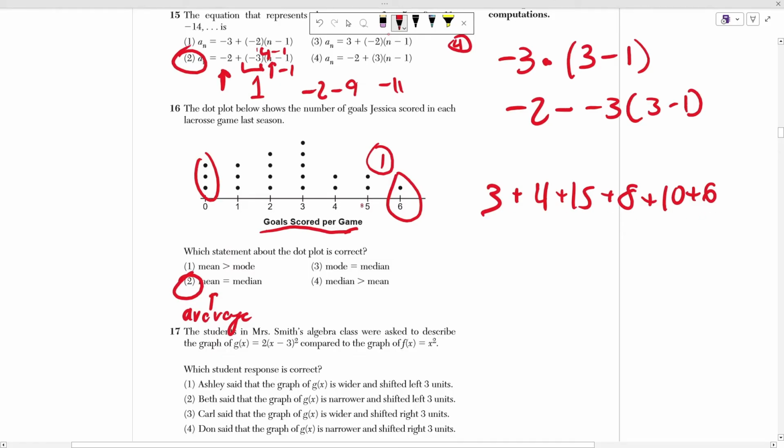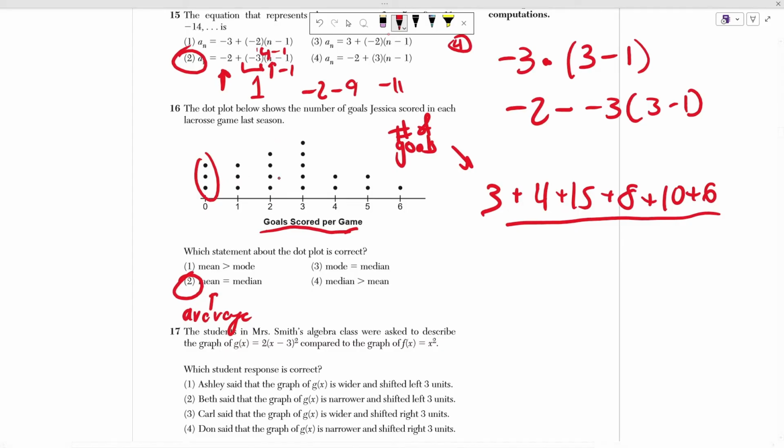If you scored 5 goals 2 times, that means in total you scored 10 goals, right? So I'm adding the number of goals to this, and I'm dividing it by the total number of games. So 3 plus 3, which is 6, plus 4, which is 10, plus 5, which is 15, plus 2 plus 2 plus 1, so divided by 20, okay? And it turns out that this number is the same thing as the median, or the middle value, okay?